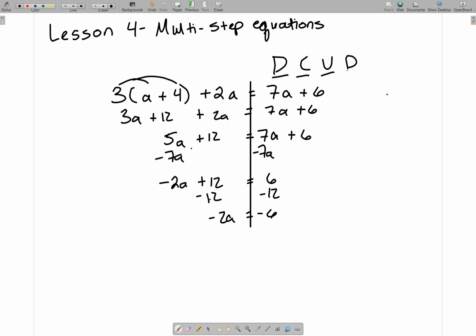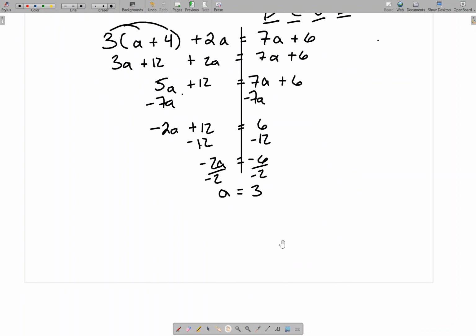And the last step is to divide by the coefficient. Coefficient in this case is negative 2. So divide by negative 2, divide by negative 2. So that means a is equal to positive 3. So this should still be review town for pretty much everybody who's taking Algebra 1. Let's step it up and let's look at a weird case.